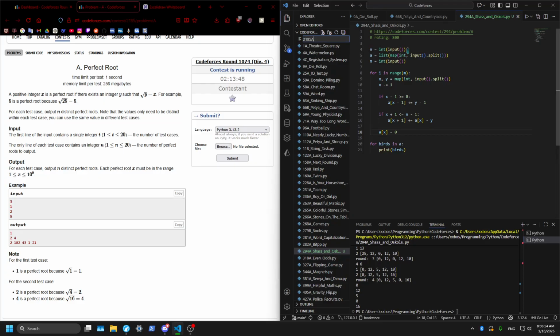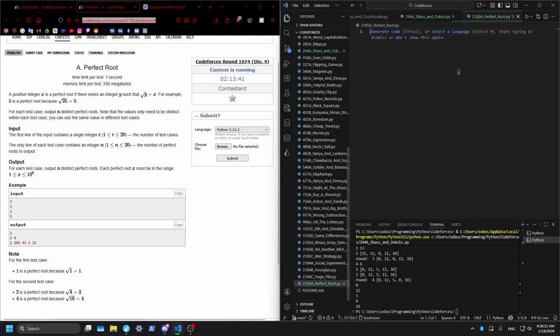2185A, perfect root dot py, rating question mark. A positive integer x is a perfect root if there exists an integer y such that square root of y equals x. For example, 5 is a perfect root because square root of 25 is 5. For each test case, output n distinct perfect roots. Note that the values only need to be distinct within each test case. You can use the same value in different test cases.